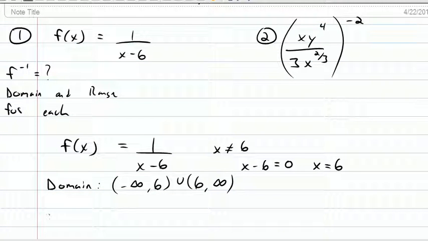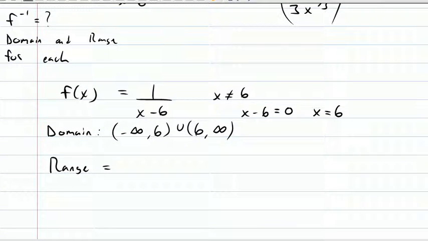Okay, now the range is all about outputs. So we're dealing with a fraction here, and the only way to get 0 out of a fraction is to get 0 in the numerator. So if we look at what we're working with, the numerator is always going to be 1. So there's no way we can get to 0. So f of x does not equal 0.